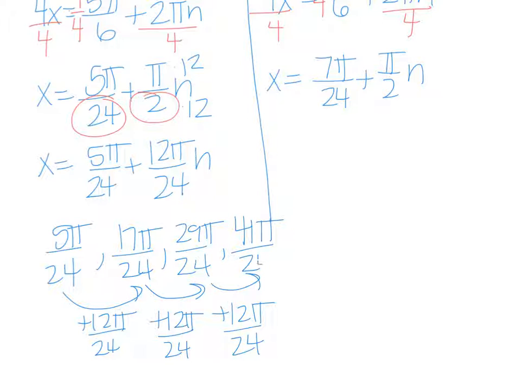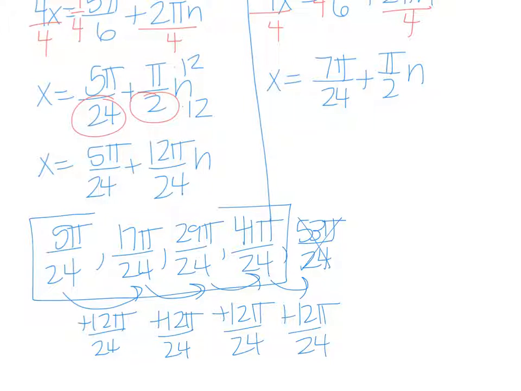This is still not over 2 pi yet, so we're supposed to keep going until we get too big. So if I add 12 again, then I get 53 pi over 24. And that one is too big. That one's not going to work. Okay? So we do the same thing with the other values. So these four right here are answers.